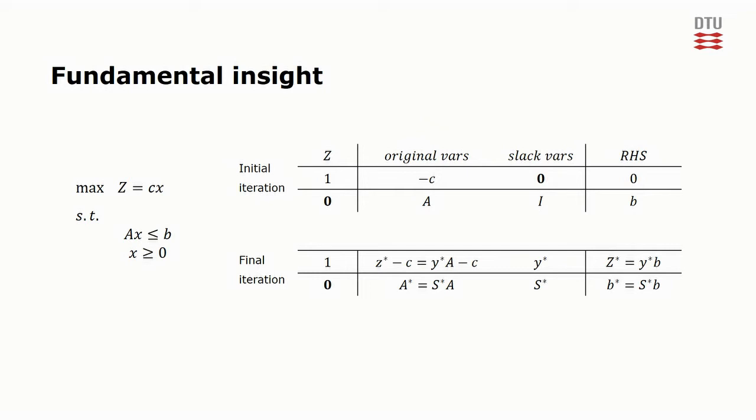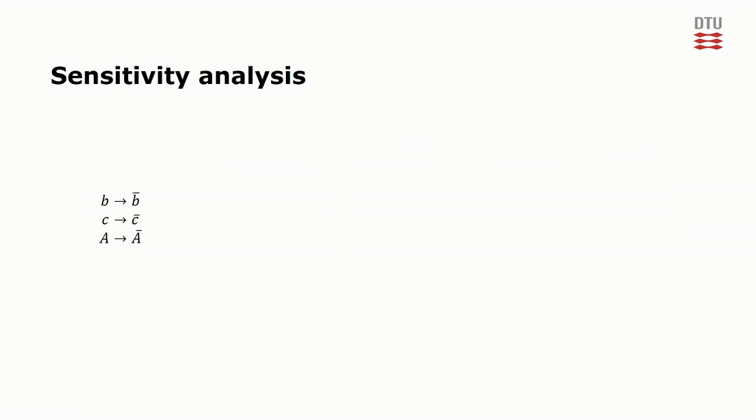This is what is referred to as the fundamental insight, and is essentially based on the concept that the final tableau is constructed using linear row operations. Hence, it can be determined solely from the initial parameters, as well as the values in the slack columns of the final tableau. Let's say that we weren't sure about some of the original parameters of the problem.